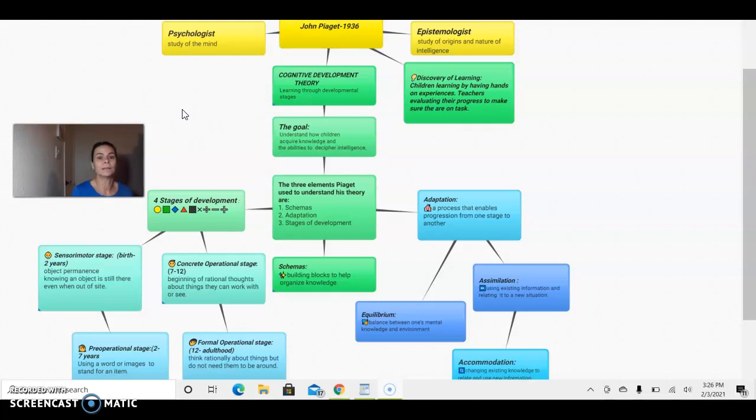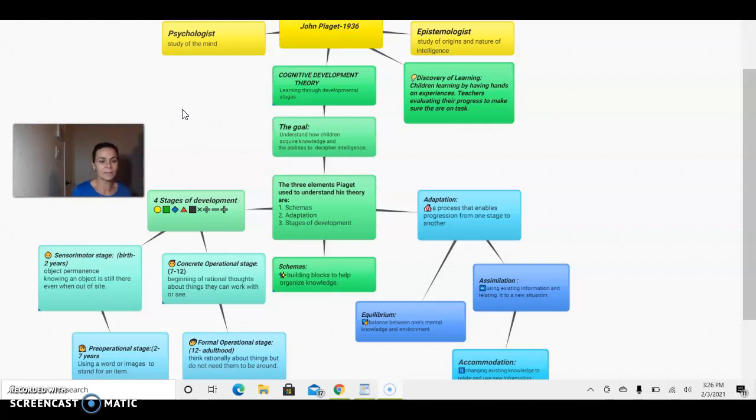Now, the third thing was four stages of development. The first one is the sensory motor stage, and that's birth to 2 years, and that is really about object permanence, and that's knowing that an object is still there even though it's out of sight. An example of this would be a mother going around the corner to get a baby her bottle, and the baby still knowing that the mom is there even though she can't see her.